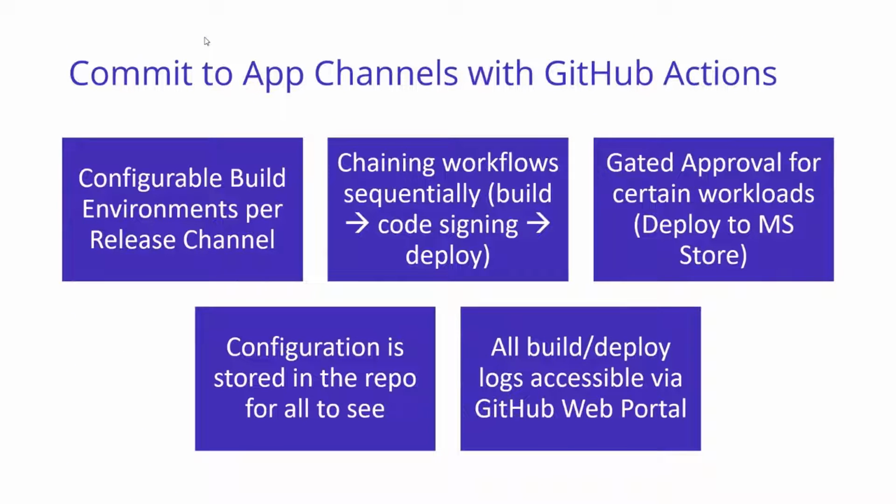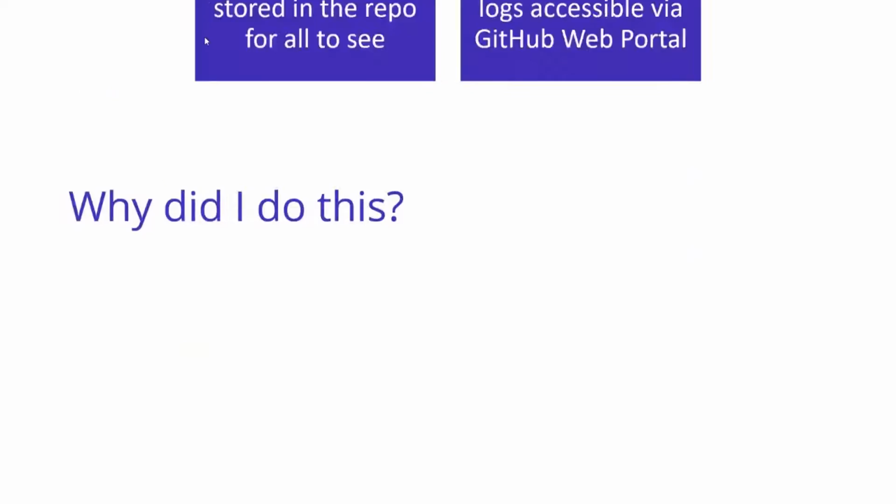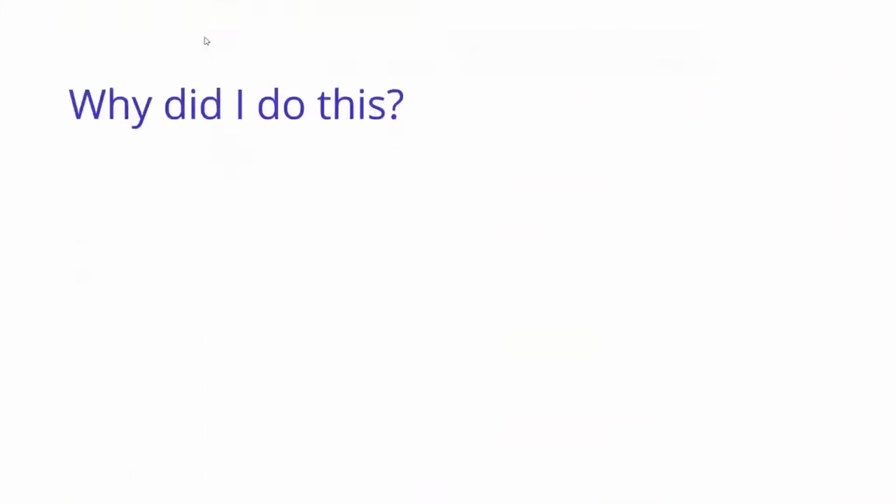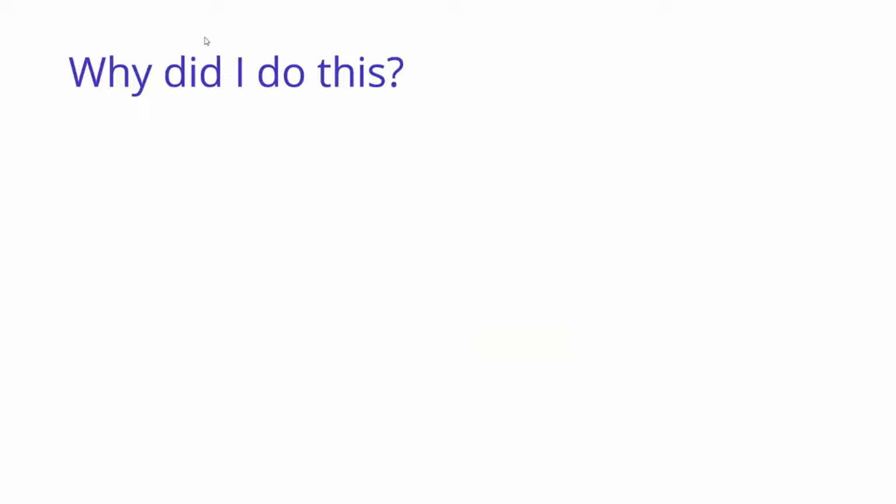Chaining workflows sequentially, right? You're talking about the entire flow. I have a PowerPoint failure, but anyway, long story short: gated approval, configuration stored in the repo, and everything's accessible via the GitHub portal itself.